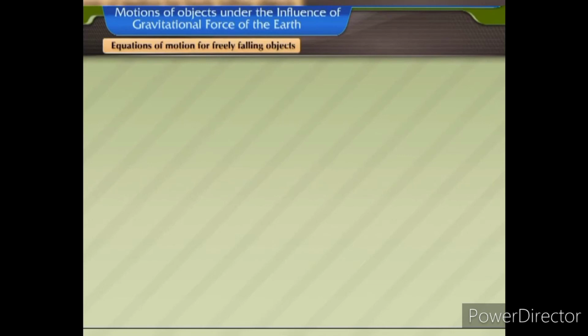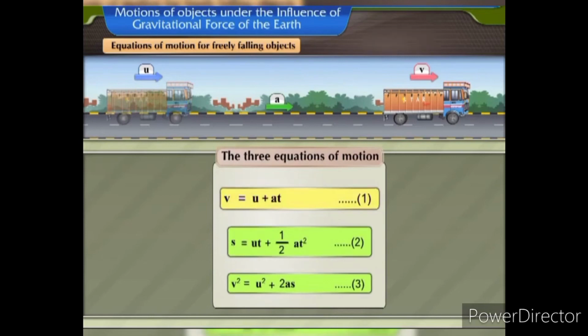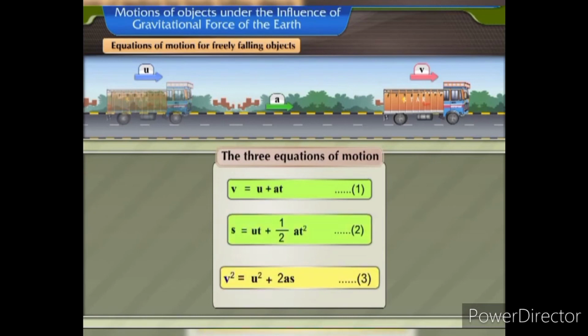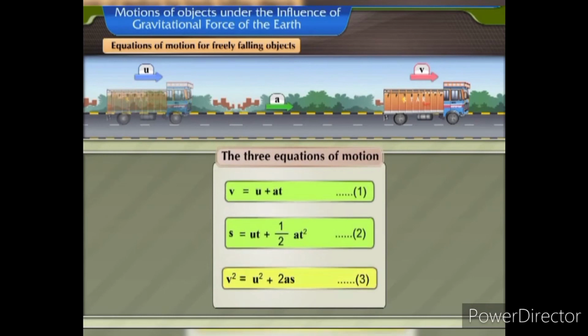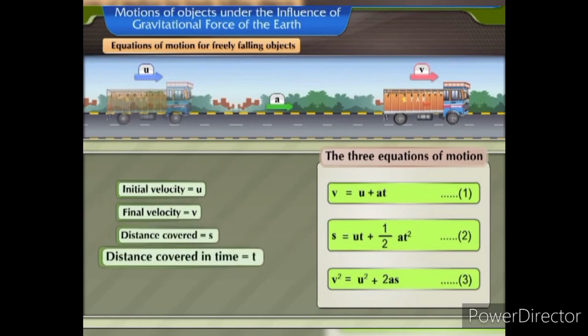Equations of motion for freely falling objects. The three equations of motion for objects that travel with uniform acceleration are given as v is equal to u plus a into t, s is equal to u into t plus half a into t square, v square is equal to u square plus 2 into a into s, where u and v are the initial and final velocities and s is the distance covered in time t with acceleration a.